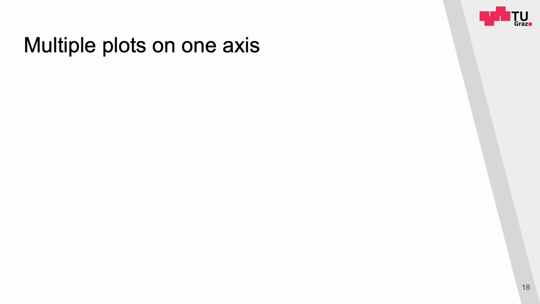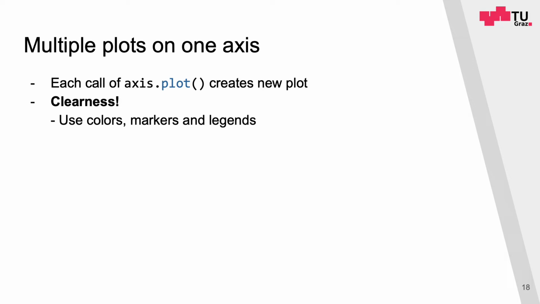All right, so how can we then, for example, produce multiple plots on one axis? So each call of the axis.plot creates a new plot. And it is very important if you produce multiple plots on one axis, or for example, multiple lines on one axis. If we use a line plot, for example, use colors, markers, and legends. So this is very, very important.